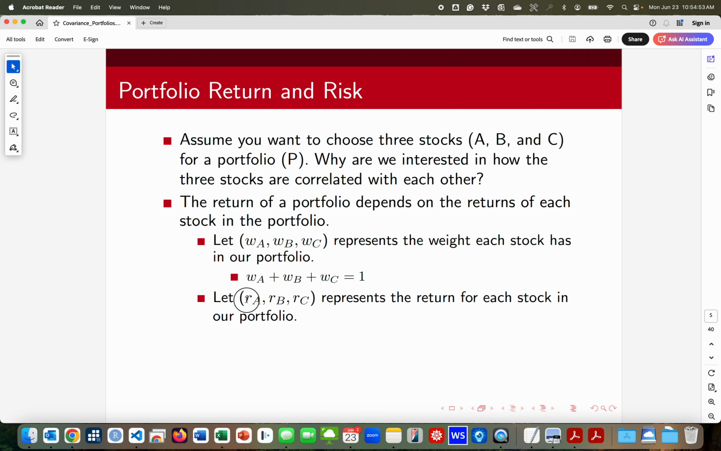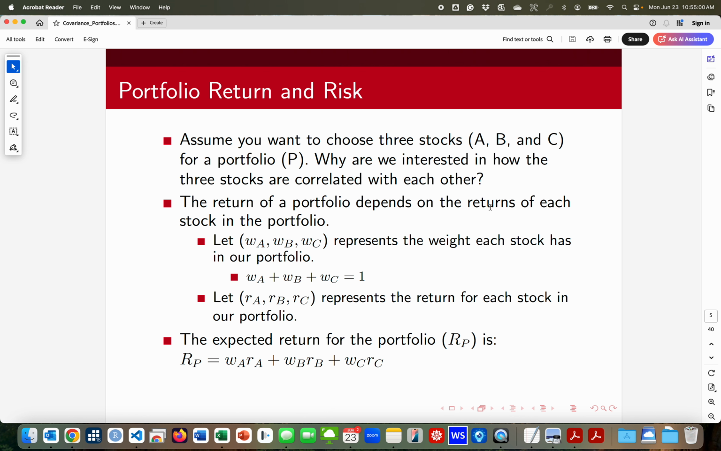If these are the returns, the return on stock A, the return on stock B, the return on stock C, we find the return on the portfolio by multiplying the return by the weight. We'll do an example in just a second. I won't try to do it on the fly. But all we're going to do is take the return on the individual stocks and then weight those by how much weight they get in the actual portfolio. So this is the weight of A times the return of A, the weight of B times the return of B, the weight of C times the return of C.